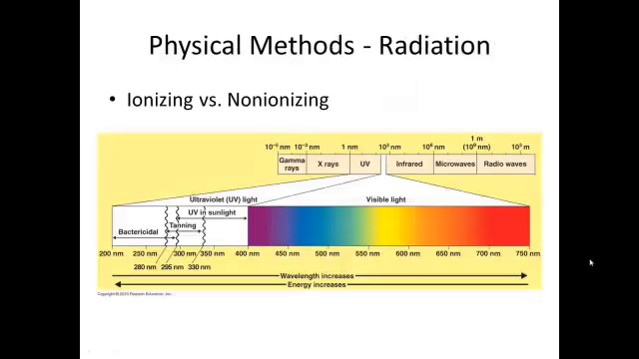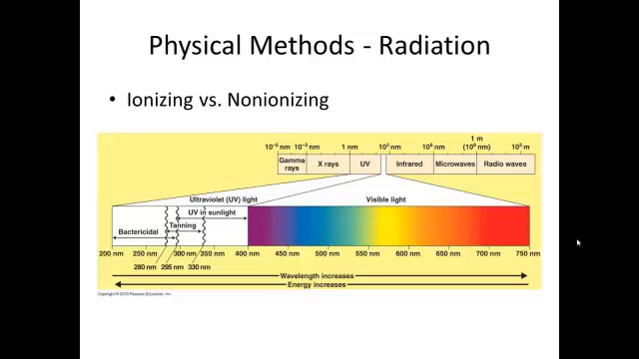Now to the last physical method, using radiation. You're probably going, radiation! Radiation has gotten a bad rap through various events in Japan recently, and also from atomic bombs and what have you. But radiation is very useful in controlled ways to control microbial growth.